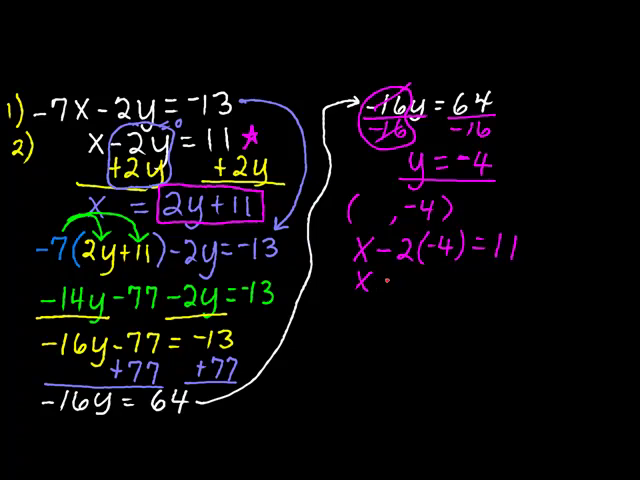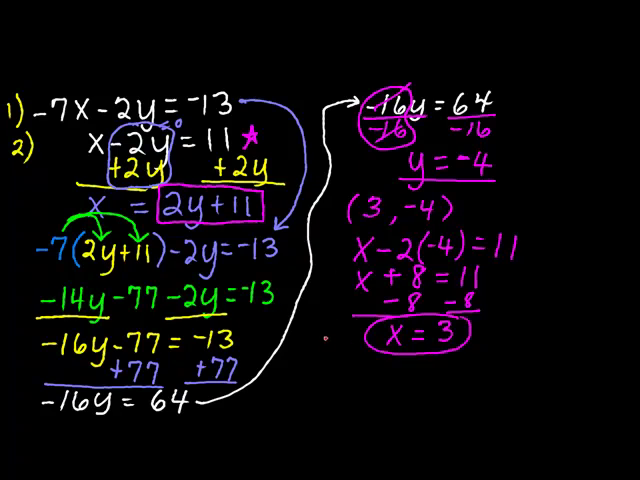Okay, so now I've got x plus 2 times negative 4, which is 8, equals 11, and take away 8 from both sides. I have got x equals 3. Okay, so I believe my answer is 3, comma negative 4. What I need to do is try that set of values in both of the original equations.